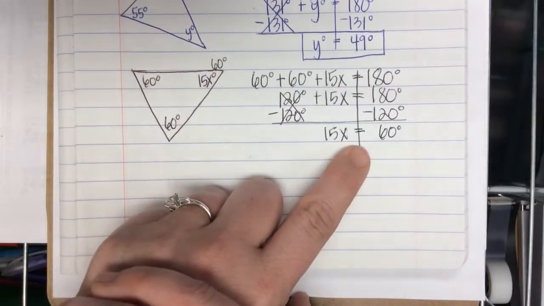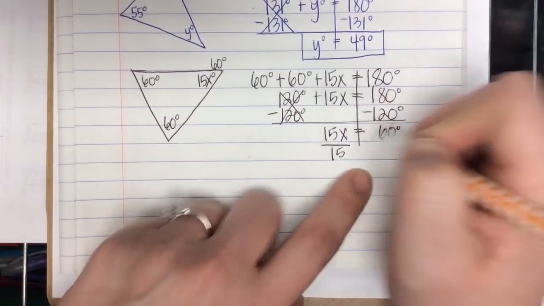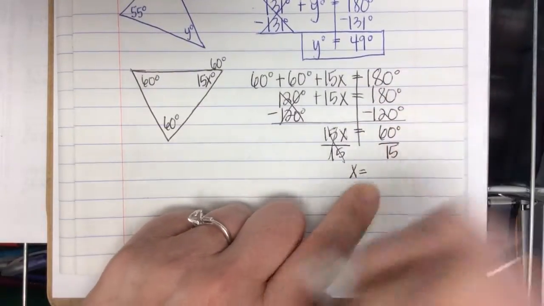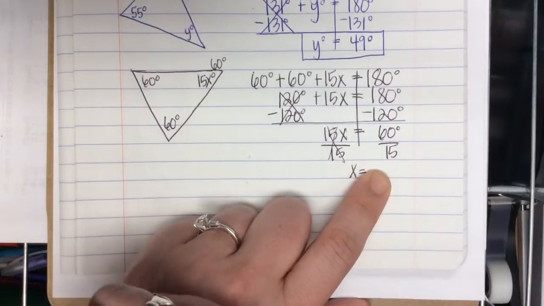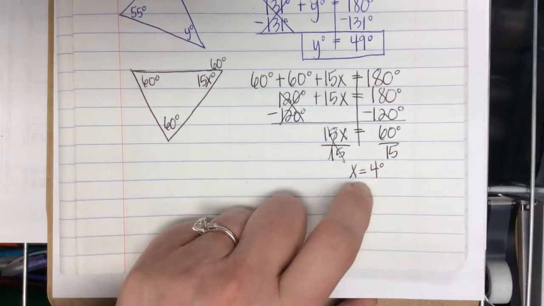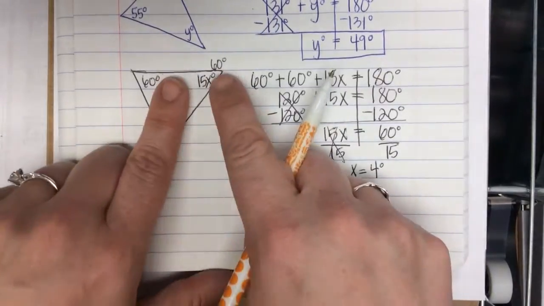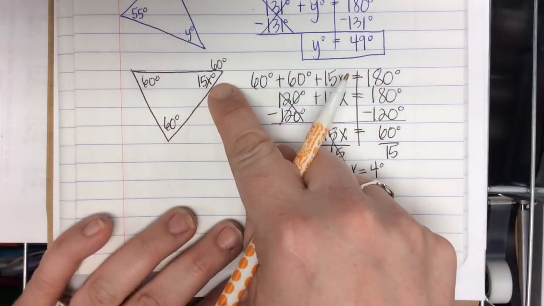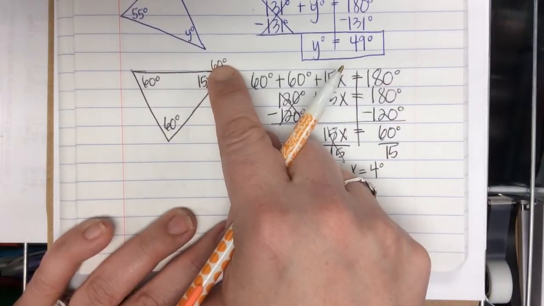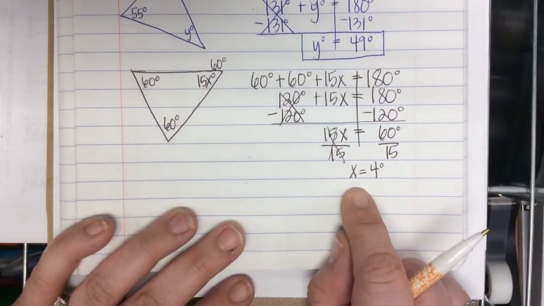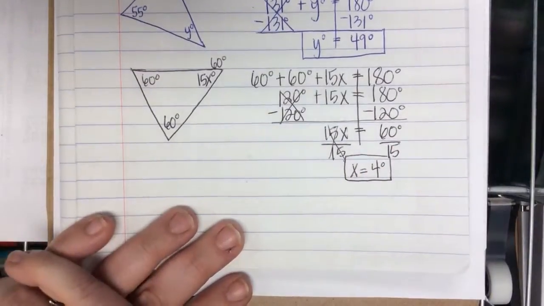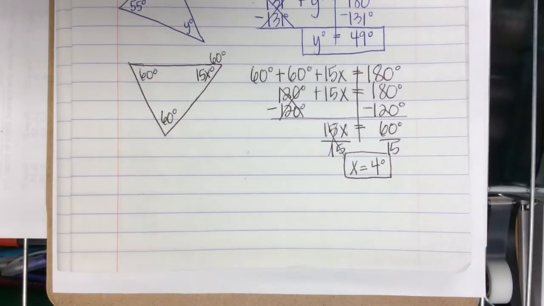What do I have to do now? Divide by 15 because I want to know what x equals. 60 degrees divided by 15 is 4 degrees. My x value is 4 degrees, but that doesn't mean this angle is 4 degrees. The angle is 15 times 4, which is 60. But my x value is 4. It is an equilateral triangle. One last problem.